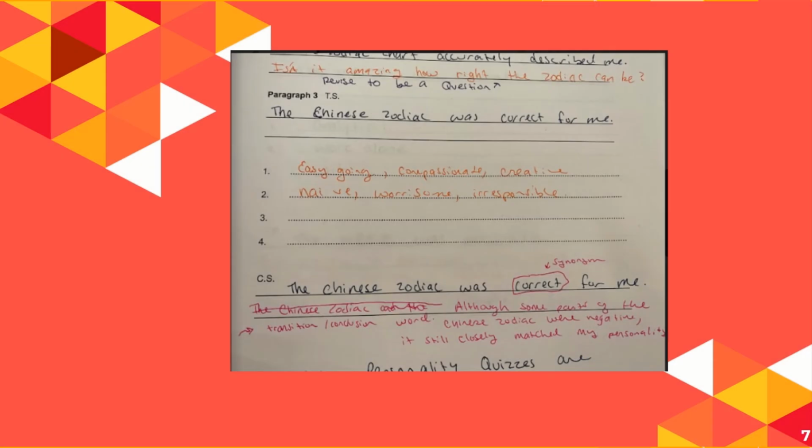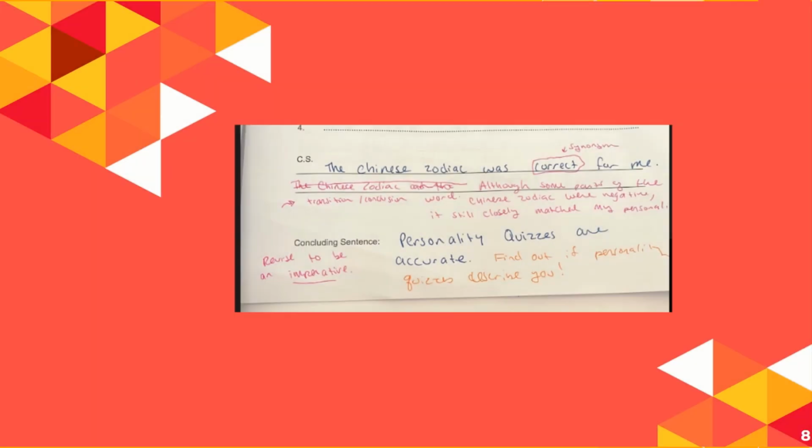So then my next one, the Chinese zodiac was correct for me, and there were my adjectives to describe me. Again, I'm probably going to change that up with a synonym because I don't want to keep using the same word. And I did this one with a transition word as well. So I ended up going complex again. Although some parts of the Chinese zodiac were negative, it still closely matched my personality. So I went with closely instead of correct. And some of these were a little negative. It gave me a little sad feeling inside. But I was right.